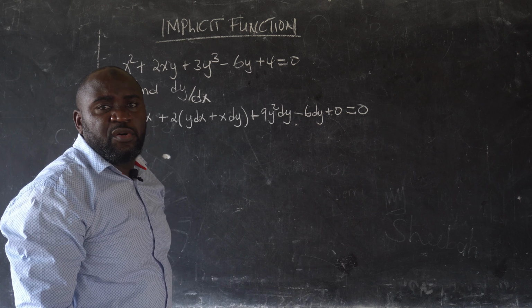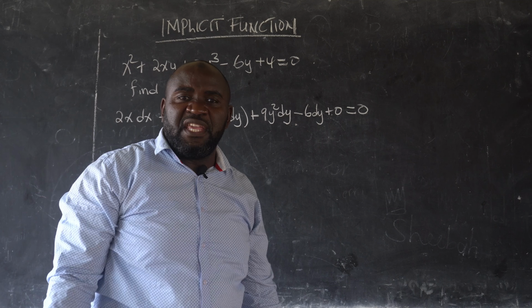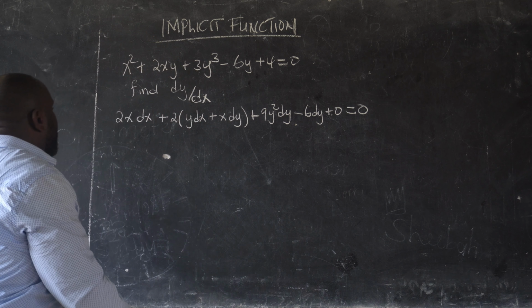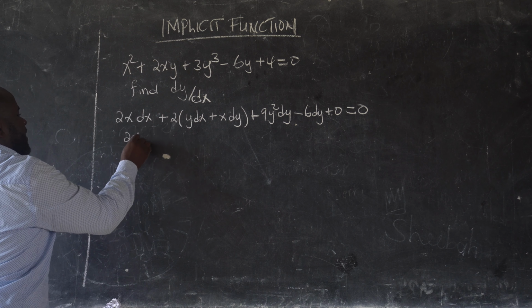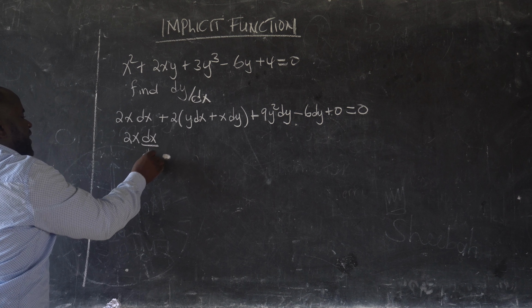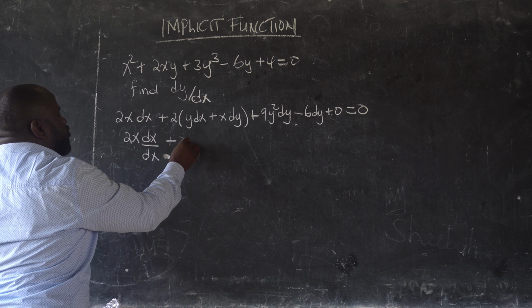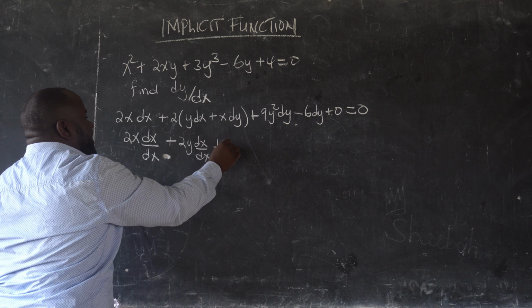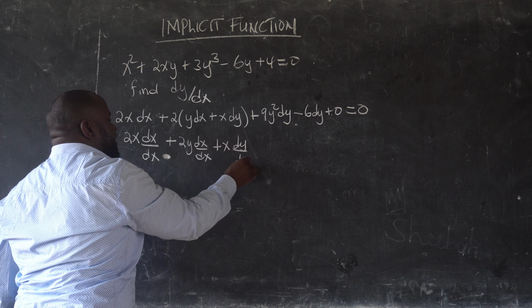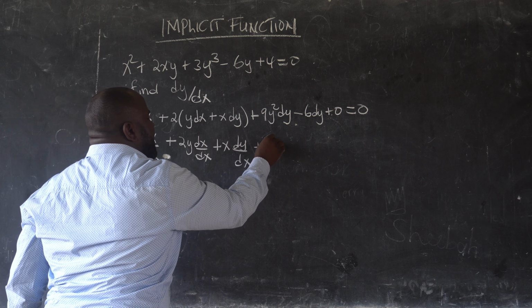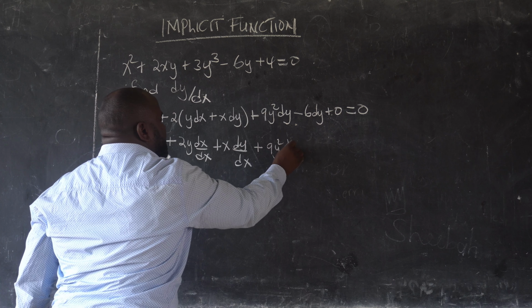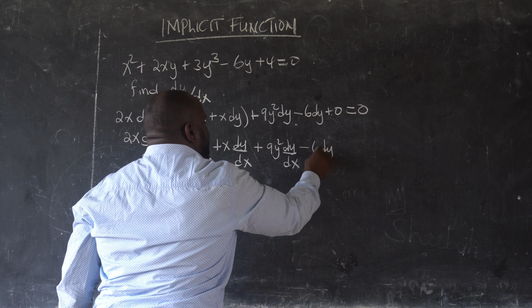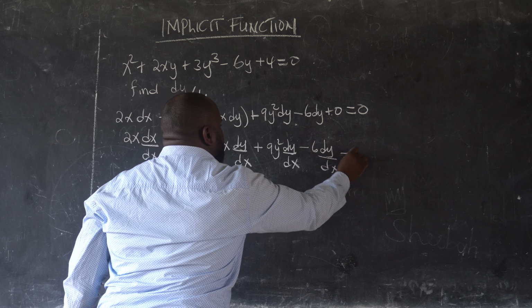Now, after doing so, we can now divide everything by dx. If I divide everything by dx, this is what will happen. 2x dx over dx plus 2y dx over dx plus x dy of dx plus 9y squared of dy of dx minus 6 dy of dx is equal to 0.